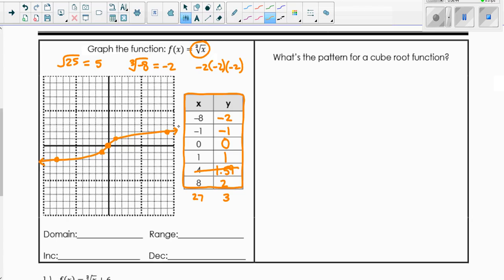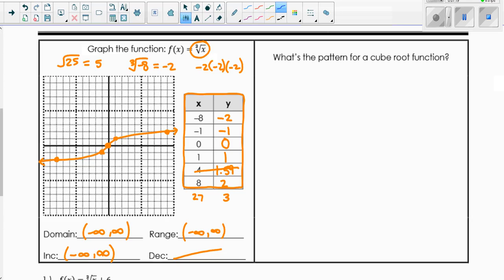Since this goes all the way left and right, my domain is -infinity to infinity. This goes all the way down, and this goes all the way up, reaching everything, so -infinity to positive infinity. This function from left to right goes up, up, up forever. So it never decreases, and it increases over its entire domain. So the nice thing about cube root functions is you'll always be -infinity to infinity. It just is a matter of whether it's increasing or decreasing.